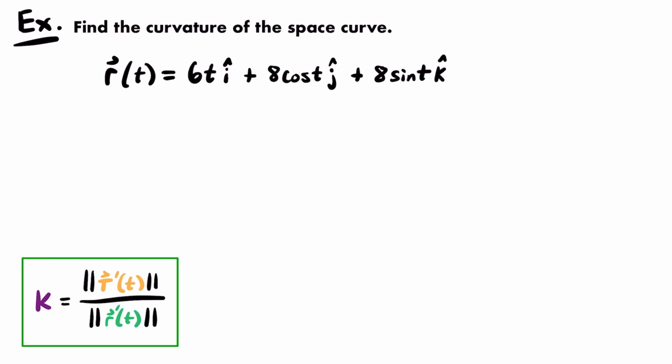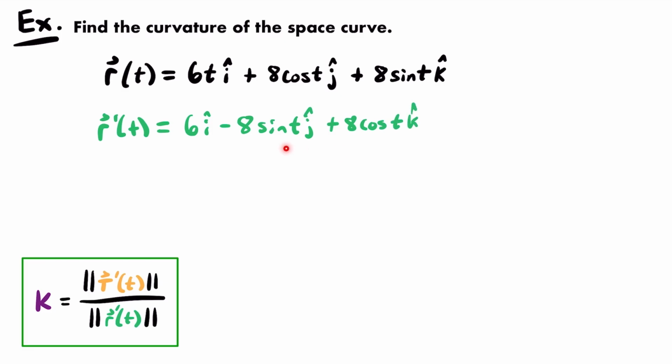Let's start by finding the derivative of our vector function. We'll have r prime of t is equal to a vector whose components will be the derivative of these components. The derivative of 6t is 6, so we have 6i plus the derivative of 8 cosine t, and the derivative of cosine is negative sine, so I'm going to erase that plus sign. We'll have minus 8 times sine t j, and then the derivative of sine is cosine, so we have plus 8 times cosine t k. All right, so that's the first derivative.